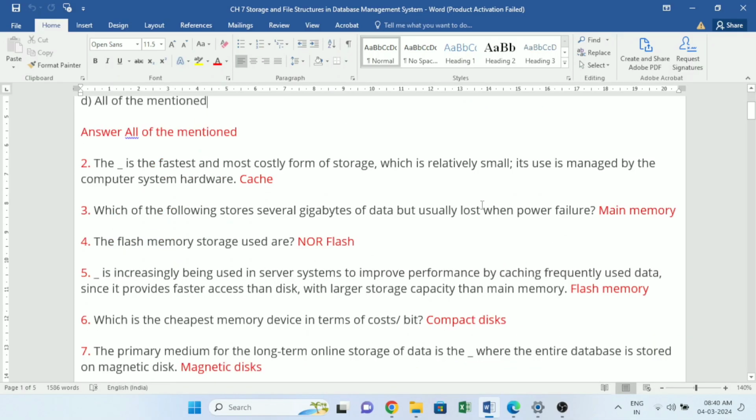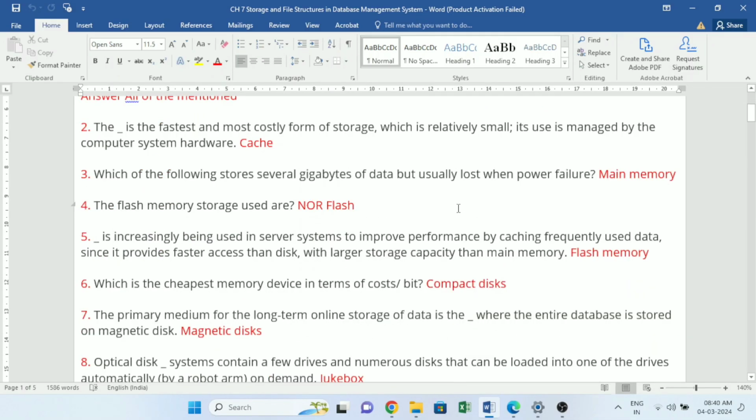2. The underscore is the fastest and most costly form of storage, which is relatively small. Its use is managed by the computer system hardware. Cache. 3. Which of the following stores several gigabytes of data but is usually lost when power failure occurs? Main memory. 4. The flash memory storage used are NOR flash.